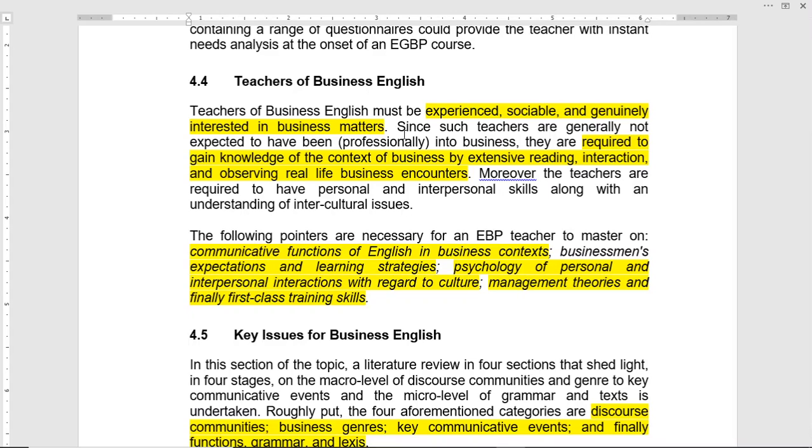Of course, these teachers may not be professionally into business, therefore they are required to gain knowledge of the context of business by extensive reading, interaction, and observing real-life business encounters. For example, English for hospitality trade. Let us say hotel managers, then the receptionists can vary, but the business context is the hospitality, the hotel trade.